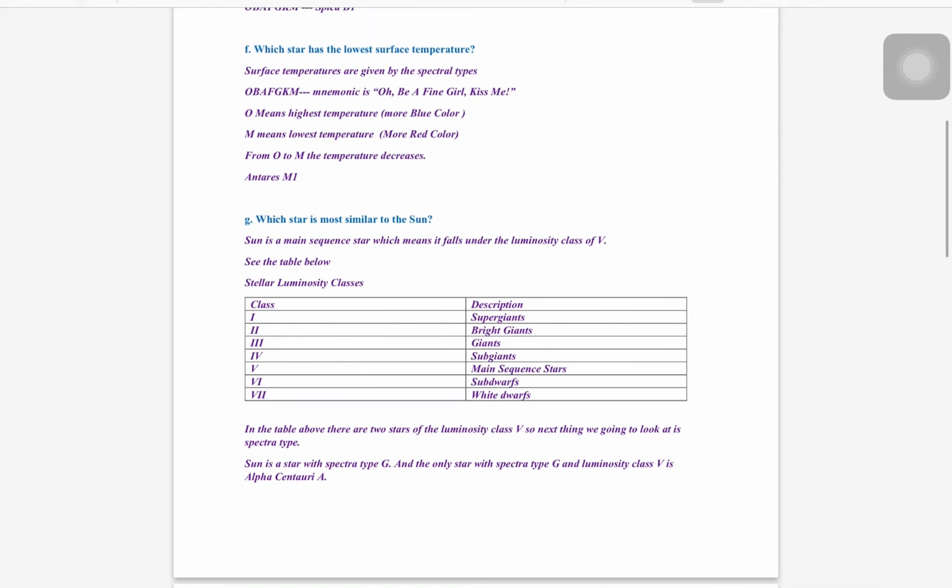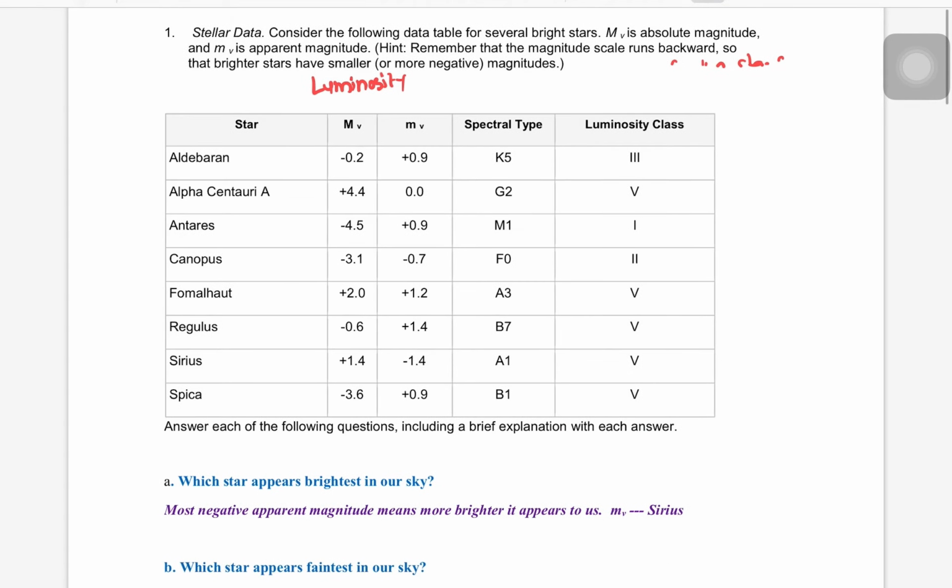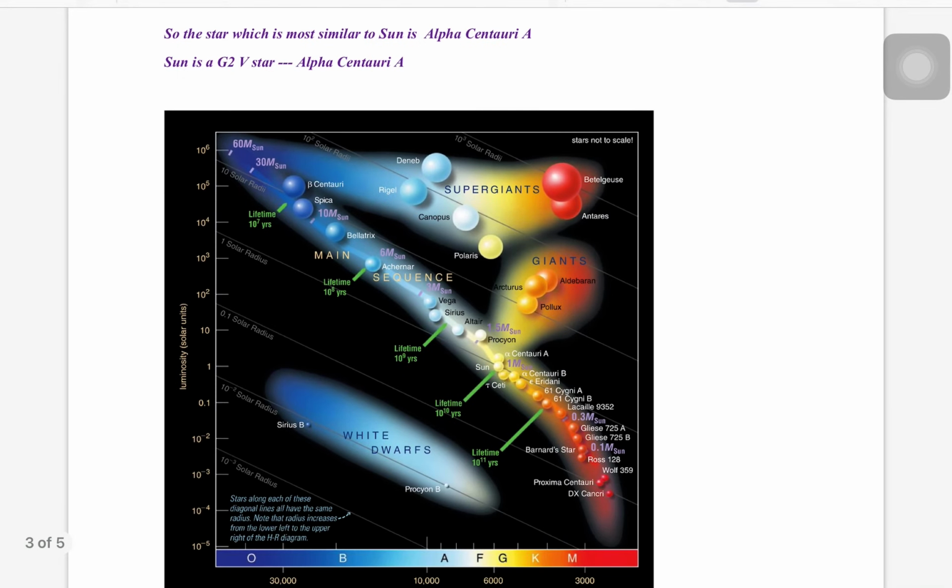Okay, so now let's go back to the table here, the V stars. How many V stars do we have here? One is Alpha Centauri, the other is Fomalhaut, Regulus, Sirius, Spica. So we have 5 V type stars. So again, confusion, which one would be closest to the sun? Then the next thing we'll look at is the spectral type. Remember, the sun is a spectral type G star.